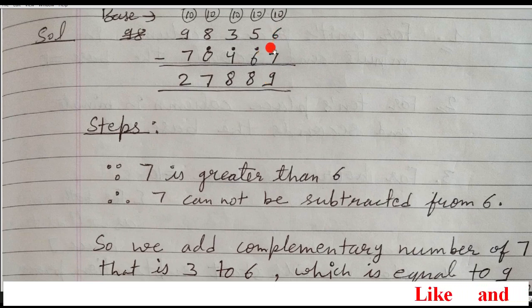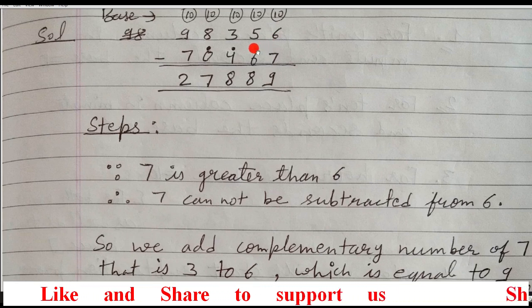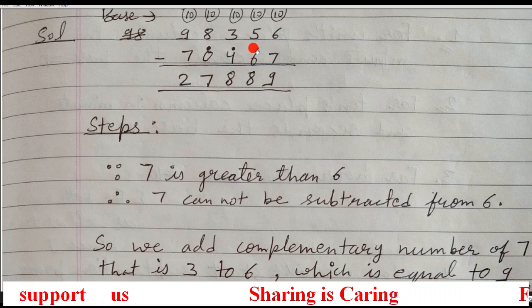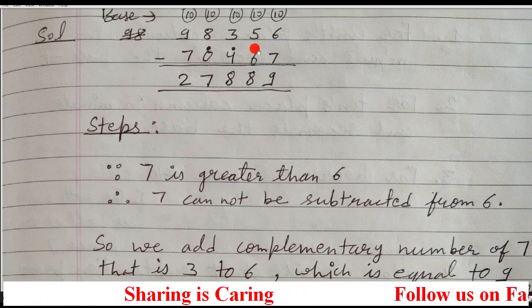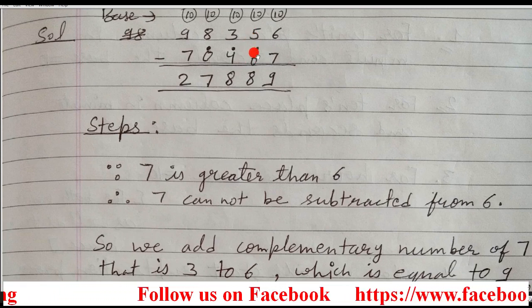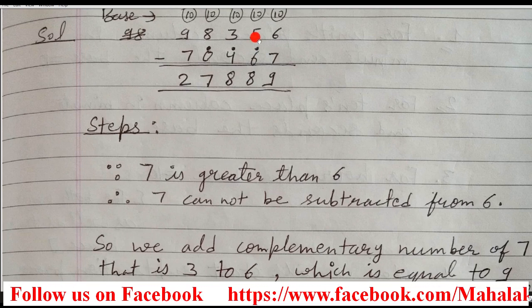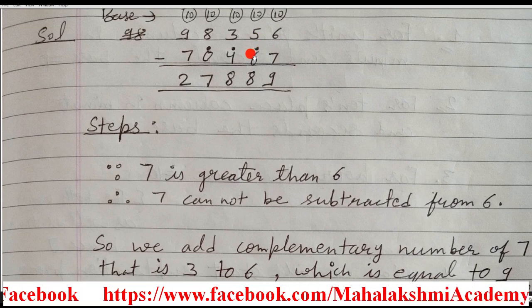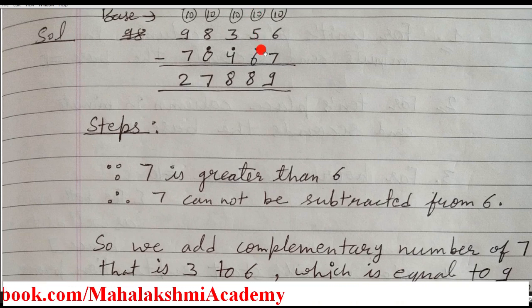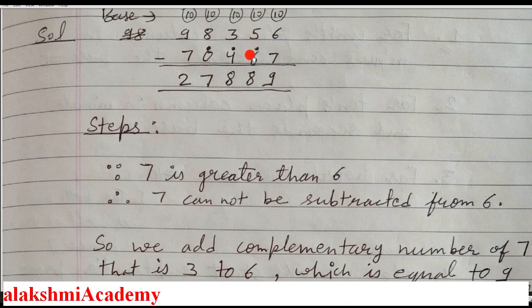Now since we did not subtract directly, we took the help of the complementary number. That's why you have to put the ekadika dot here. Because of this ekadika dot, this 6 becomes 7. Now you have to subtract 7 from 5, which is not possible. That's why we have to find the complementary digit of 7. So you subtract this 7 from 10, and the answer will be 3. So 3 plus 5 is 8.